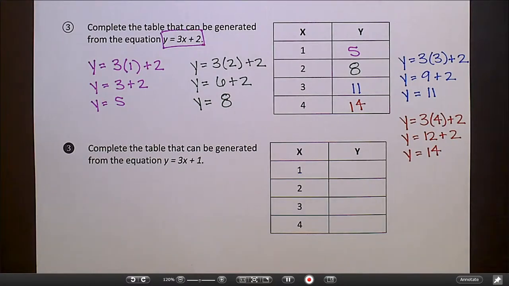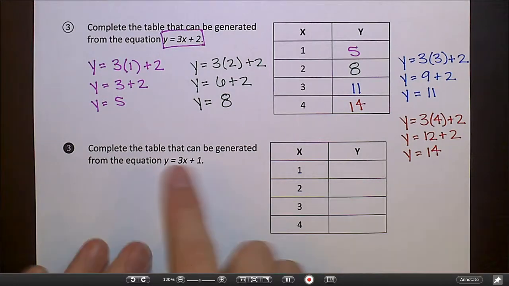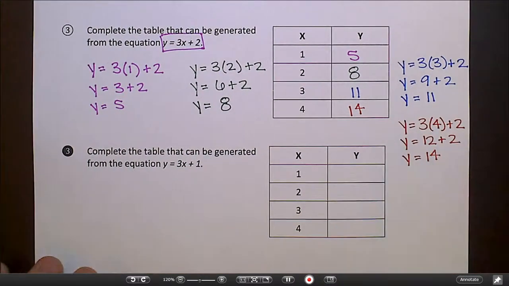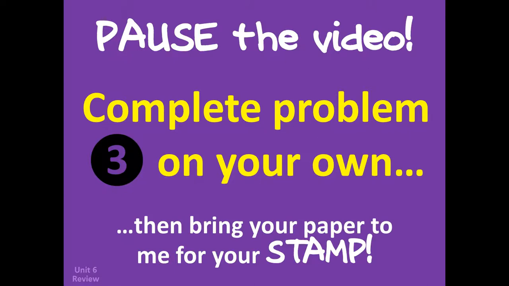So the next one for you to do on your own uses the equation y equals 3x plus 1. So I need to see the work for all 4 x values. Now you're going to complete shaded number 3 on your own. Then bring your paper to me for a stamp before you go on to number 4. So please pause the video now.